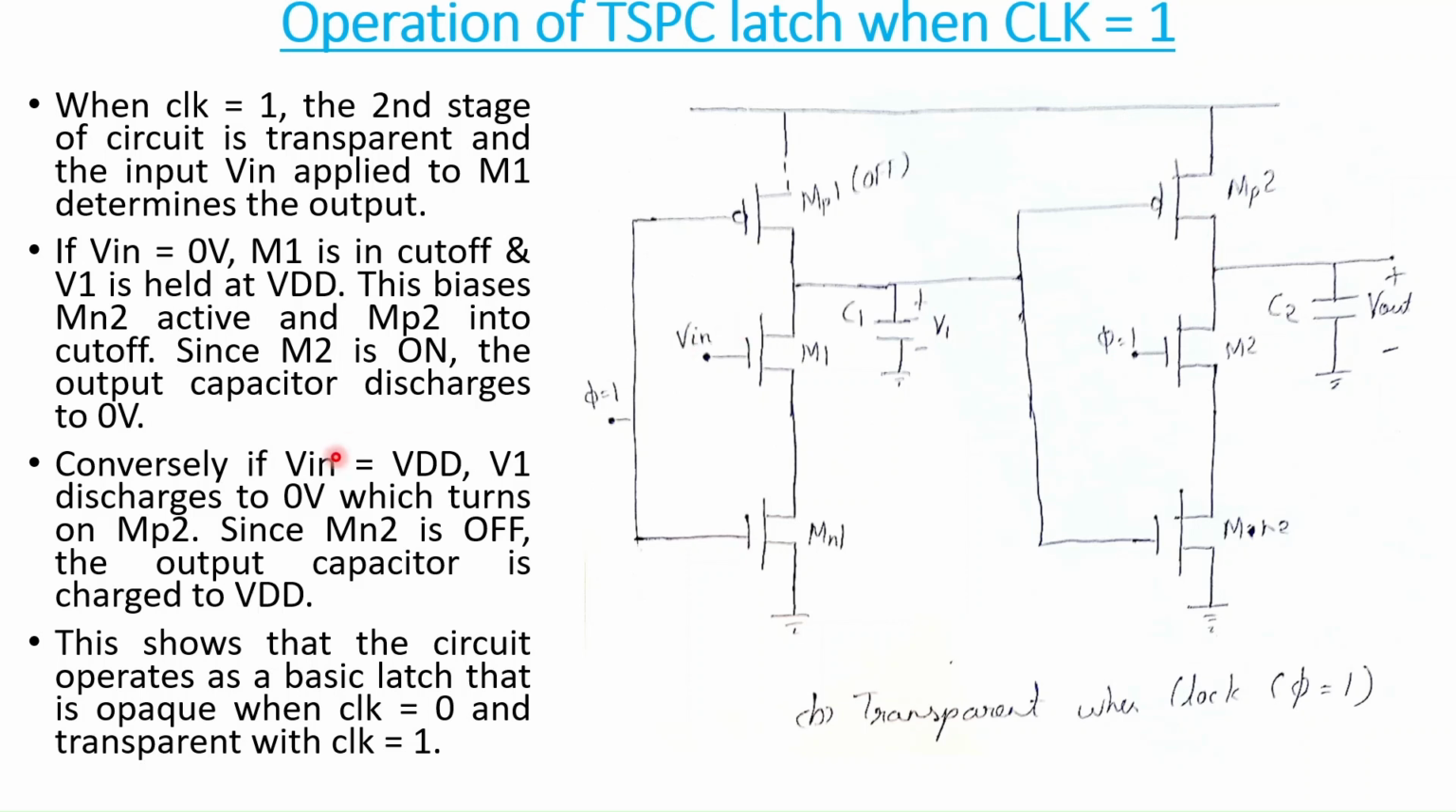So we can see that the circuit operates as a basic latch, that is opaque when clock equal to 0 and transparent when clock equal to 1. So when clock equal to 1, then this Vin will determine the output voltage. So now we will go into the Cadence Virtuoso environment and see the operation of the D flip-flop, TSPC-based D flip-flop.